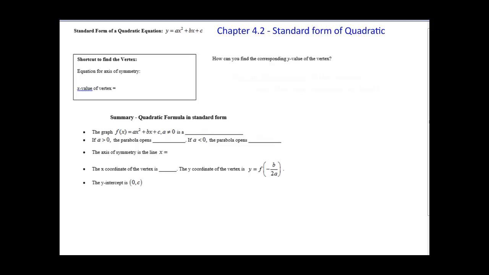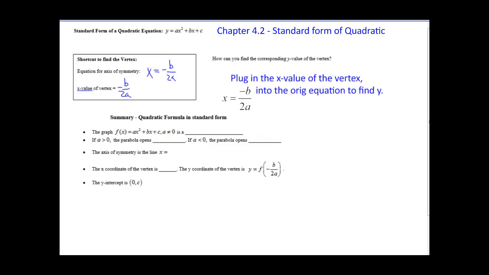Shortcut equation. The equation for the axis of symmetry is x equals negative b over 2a. We need the x value of the vertex. It is negative b over 2a. Okay. So how can you find the corresponding y value of the vertex? Well, if we get the x value, then we can plug it back in and solve. So we're going to plug the x value of the vertex into the original equation to find y.